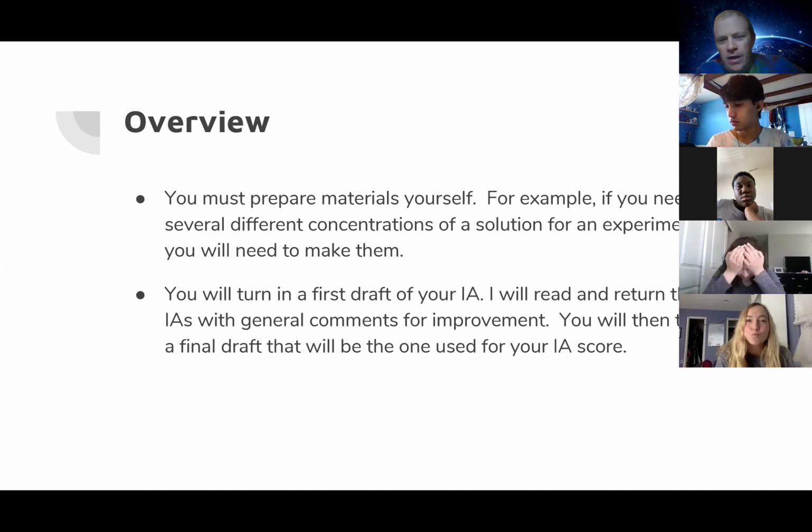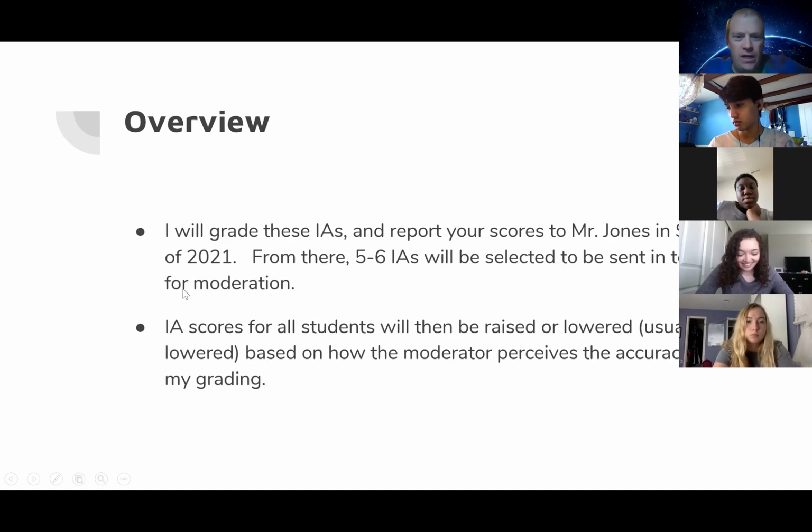And so what ends up happening, and I'm going to talk more about what the paper looks like in a second, but you make a draft, and I'm allowed to give you pretty limited comments, but there are some comments I can give you about how to improve it. That would be, if the time frame is normal, beginning of second semester, we're talking in 2021, is when you would get this back. Then you'd have a chance to refine the IA, you turn it in again, I grade it, and you get a score. And that's the one that ends up getting used.